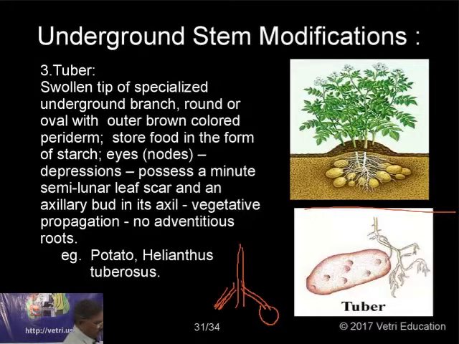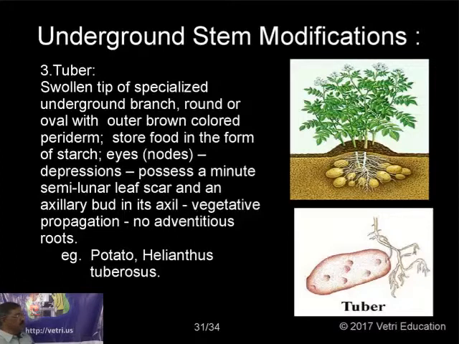You see in the second diagram, each depression is known as an eye. Each eye represents a scale leaf and an axillary bud. So this is the structure. Each eye is a node. So you can cut it into different pieces, and each piece will develop into a new plant.